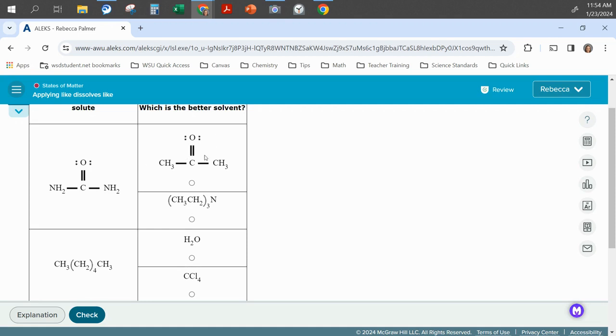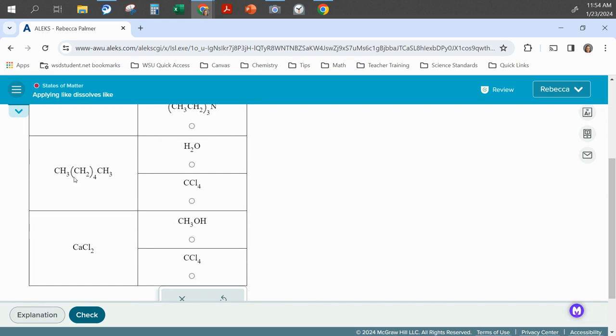This one looks similar. This one is like ammonia. It has the 3 groups, but it has a lone pair on the top. I'm going to pick this one because neither of these has hydrogen bonding, but this one looks the most similar. So like dissolves like, I'm going to pick the thing that looks most similar. Okay.